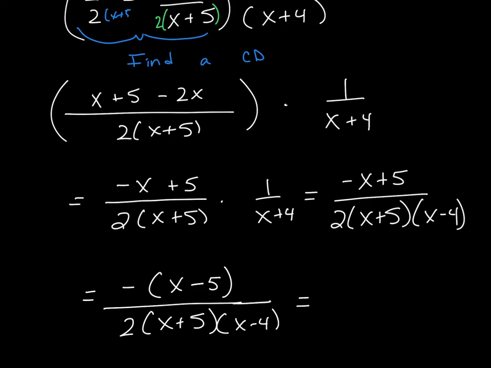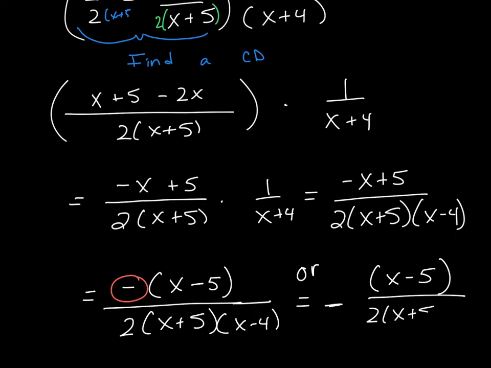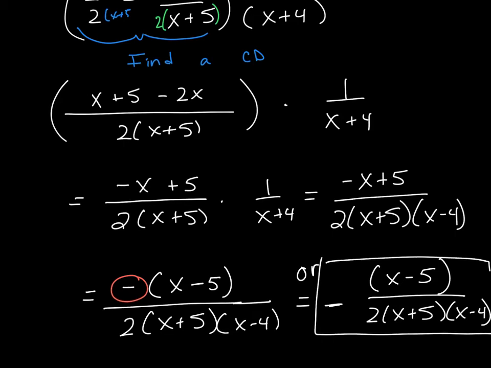And when I have a negative that's written out front like this, I can leave it this way, or pull the negative all the way out and write it as negative x minus 5 all over 2 times x plus 5 times x minus 4. And that would be the final simplification for that question, along with the domain that we had stated earlier.